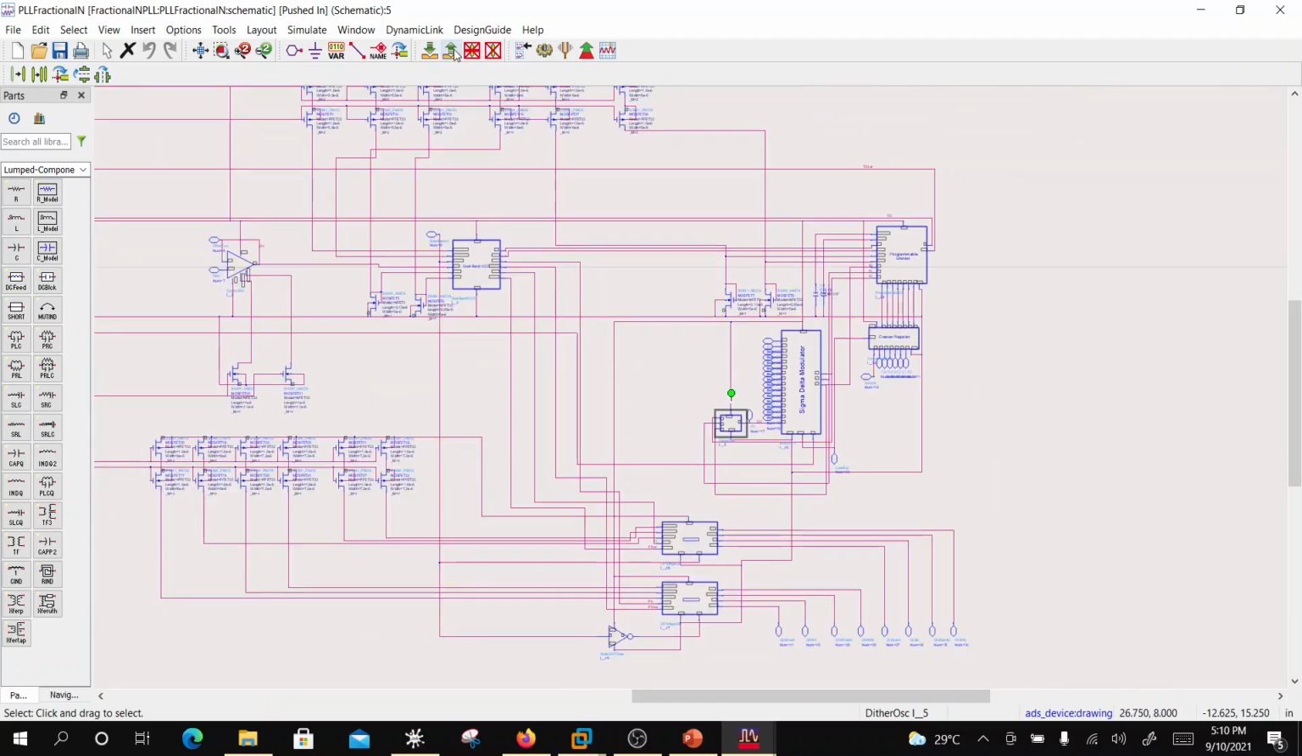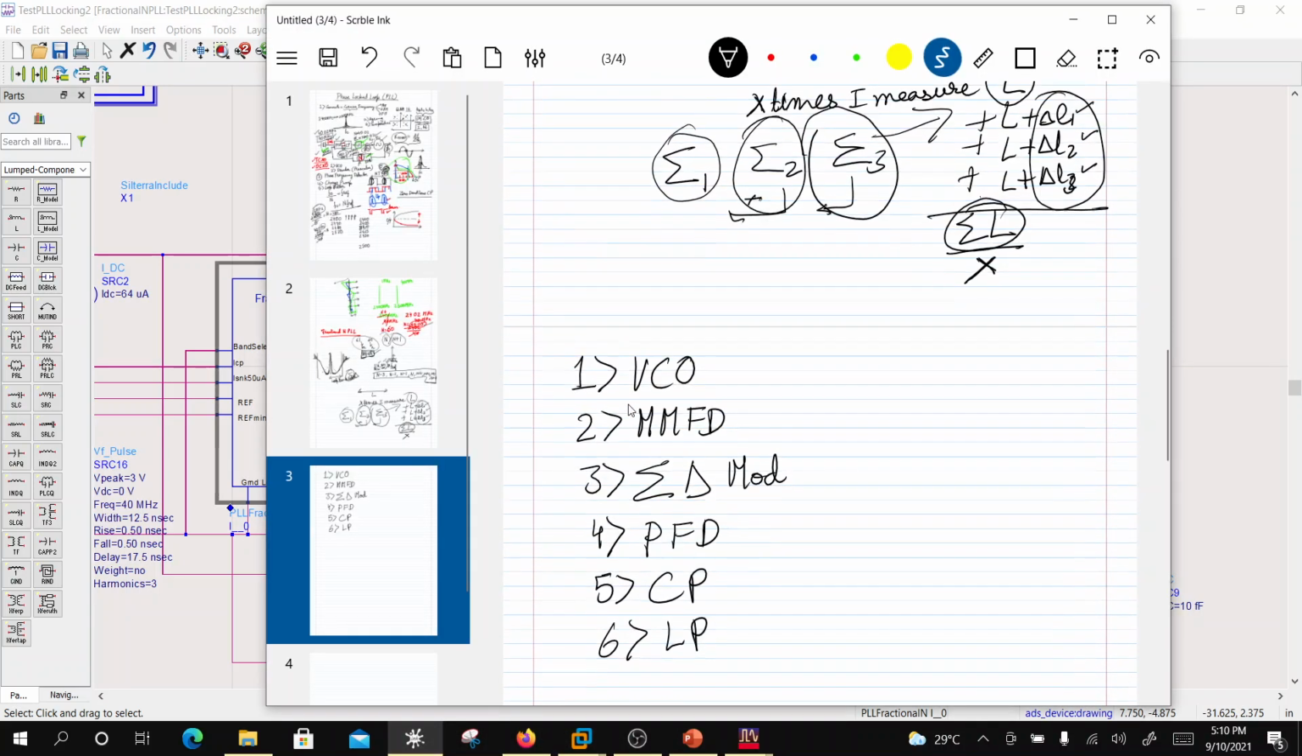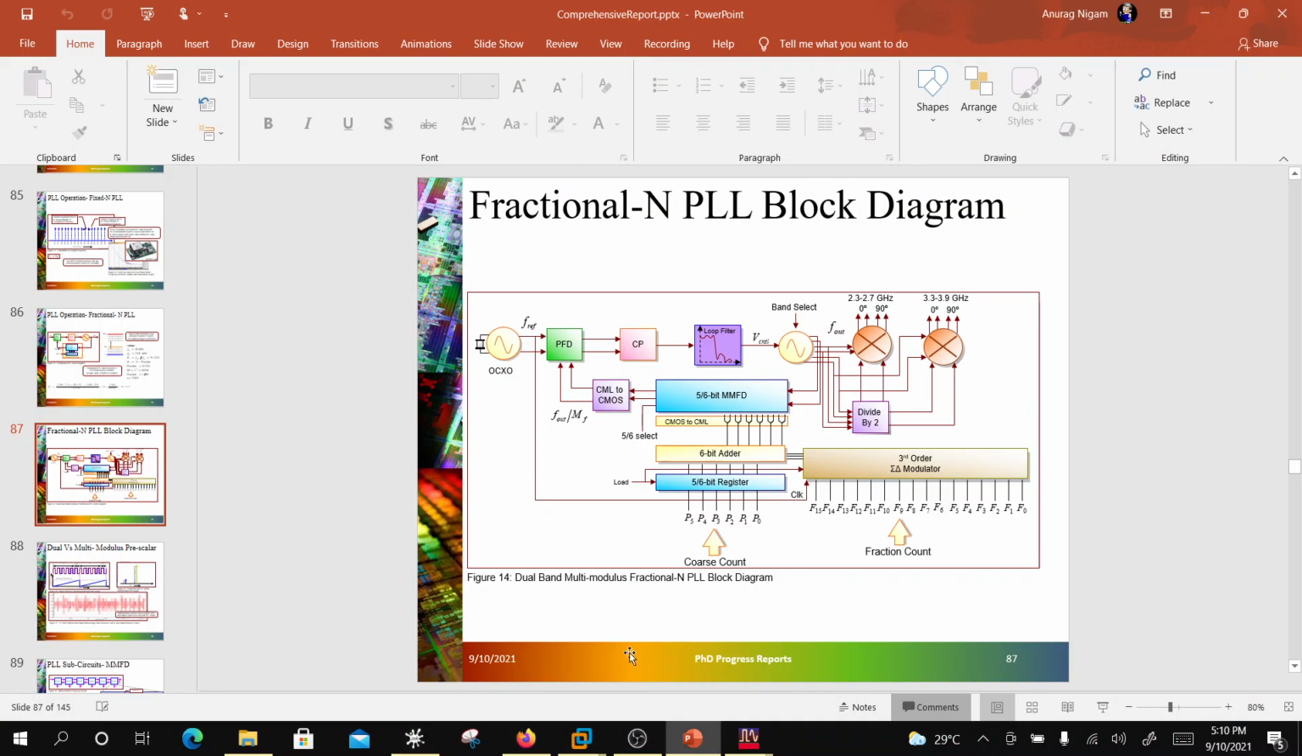So this is a fractional N PLL, and I have shown you all the blocks which I talked about: VCO, multi-modulus frequency divider, Sigma Delta Modulator, phase frequency detector, charge pump, and loop filter. And we will discuss this. So this is the block diagram which is showing what I just showed you in the circuit. There are four outputs in 2 bands, and all the blocks are in here.